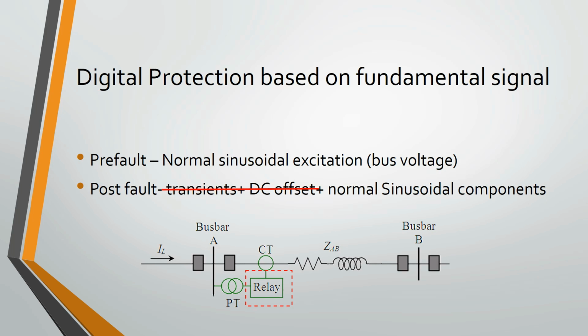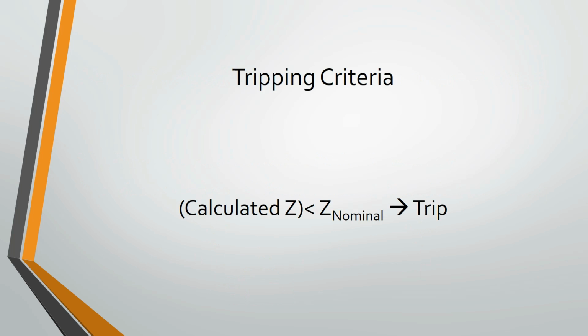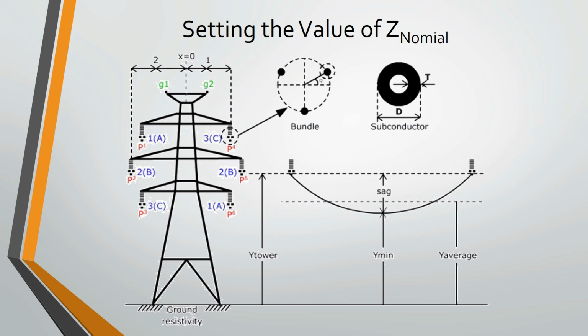So the tripping criterion for this scheme is Z if is less than the Z nominal or set impedance. The tripping command will be sent to the circuit breaker. The main question that arises is how to set the Z nominal.